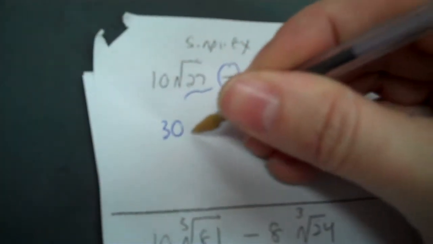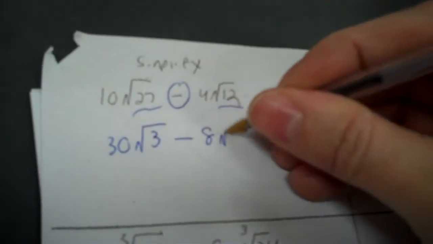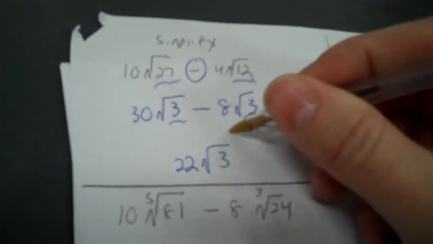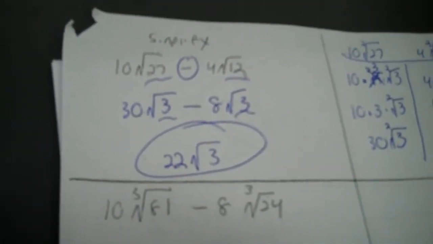Now rewrite this problem. This has now changed into 30 square root 3. If it's a 2, you don't need to put the little number. Minus, and this one's changed into 8 with a square root of 3. So now I have equivalent expressions under the radical. So I put square root of 3 and I go 30 minus 8, and that would be 22.